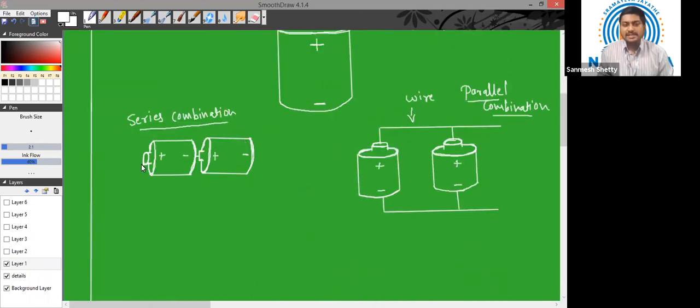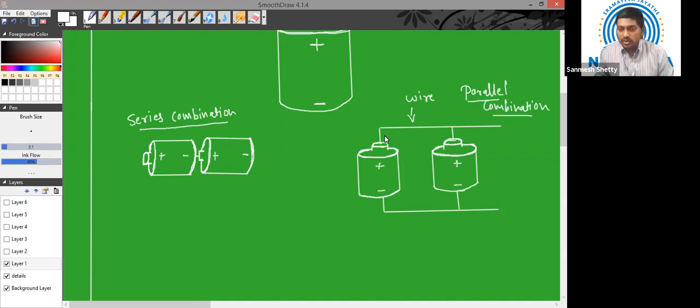The first way is the series way, in which the positive terminal of one cell is connected to the negative terminal of another cell. As you can see, the positive terminal of this cell is connected to the negative terminal of this cell. Such a combination or arrangement is called a series combination or series arrangement. Whereas if the positive terminal of the first cell is connected to the positive terminal of another cell and the negative terminal of the first cell is connected to the negative terminal of another cell, such a combination or arrangement is known as a parallel arrangement or parallel combination.